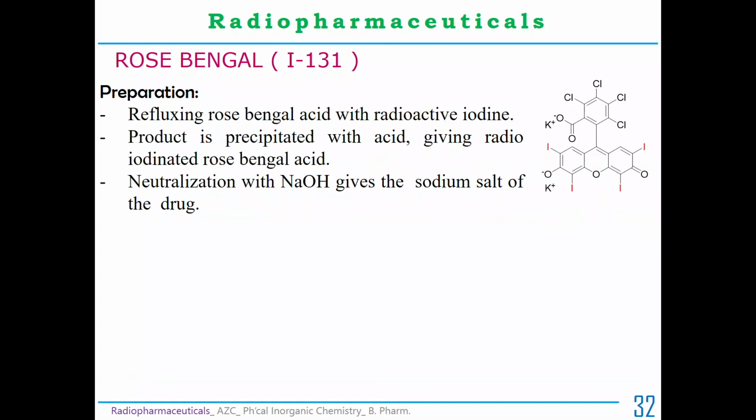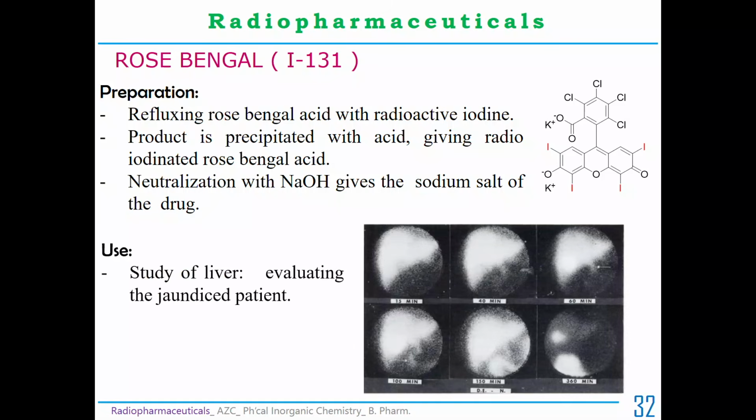Rose BENGAL, labeled with iodine 131. It is prepared by refluxing rose BENGAL acid with radioactive iodine. Product is precipitated with acid, giving radioiodinated rose BENGAL acid. Neutralization with sodium hydroxide gives the sodium salt of the drug. Used to study of liver, evaluating the jaundice patient.